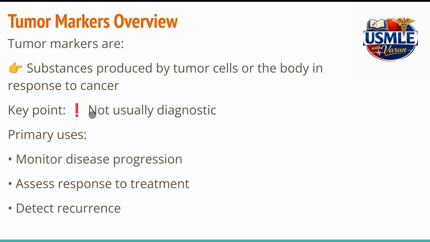Tumor markers are substances that are produced either by cancer cells or by the body in response to cancer. A very important point is that tumor markers are usually not used to diagnose cancer. Instead, they are used to monitor the disease, for example, to monitor disease progression.